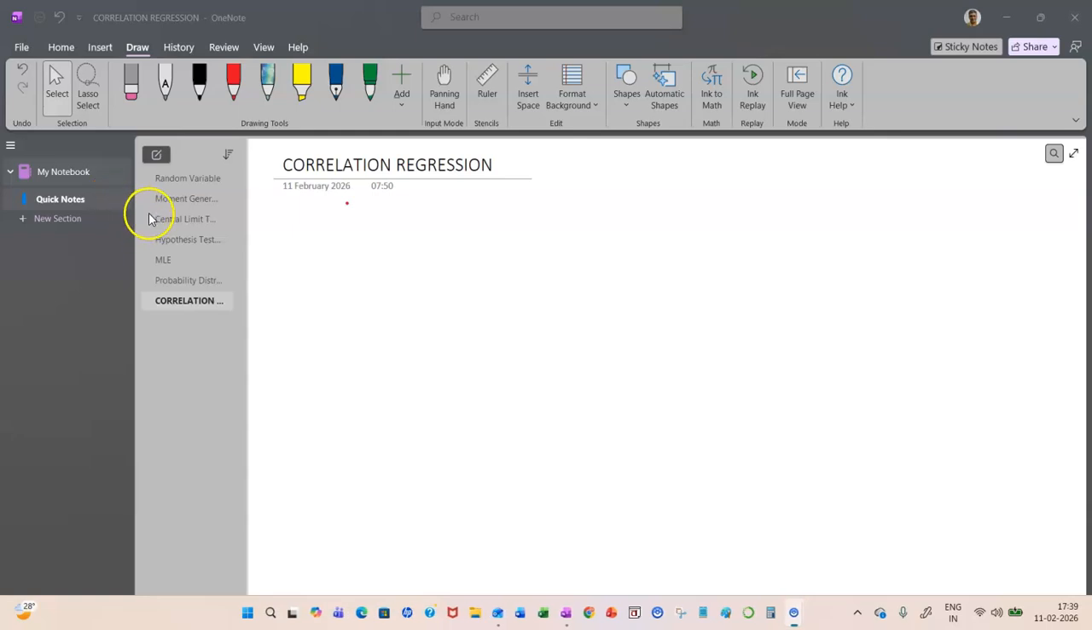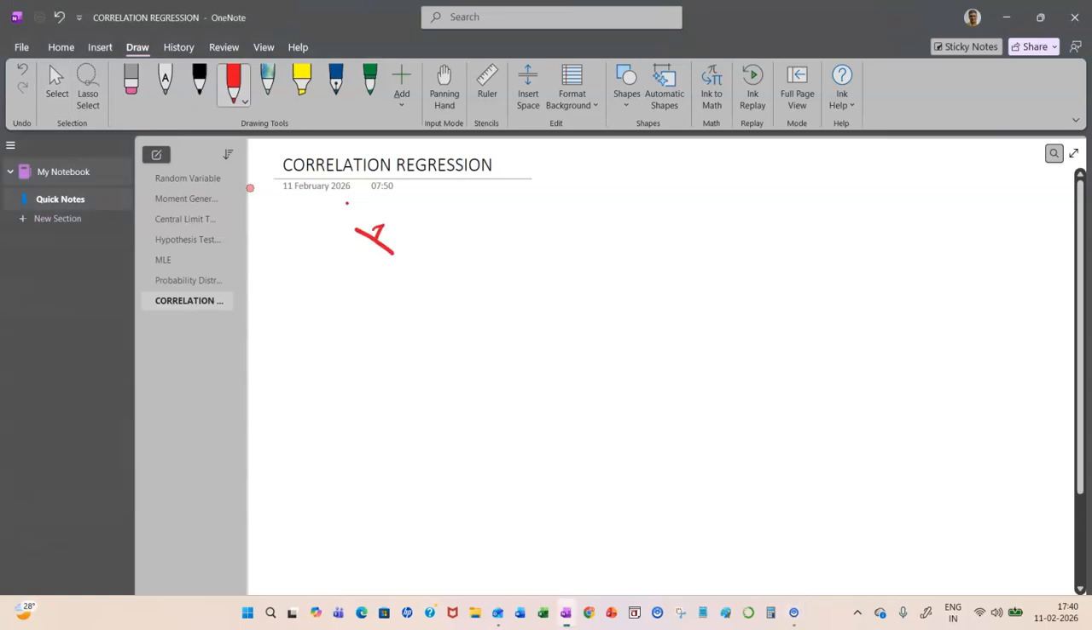Hello friends, today we will be talking about correlation versus regression. It is an important topic in statistics, data science, econometrics, and machine learning, and it's important from the exams viewpoint too. There will be a number of questions from correlation versus regression. So let us start with a bivariate setup.